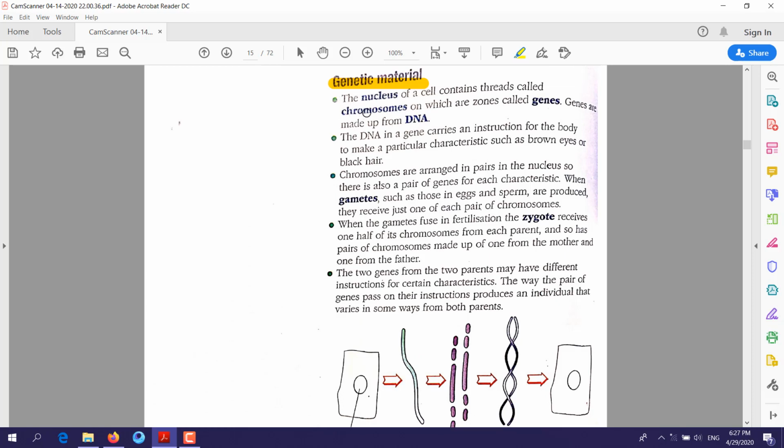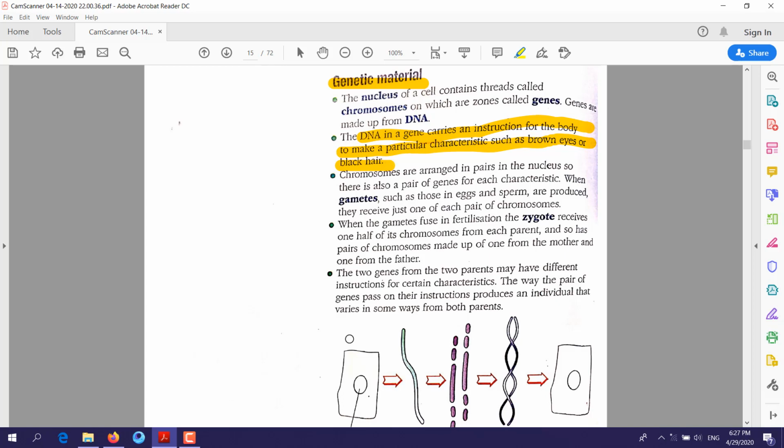A chromosome is a thread-like structure that carries the genetic information. This chromosome is made up of thousands of genes. Then, these genes are what? Are made up of long strands of DNA. The DNA carries the instructions for the body to make a particular feature. Okay, so DNA is responsible for showing a specific feature. It could be, for example, eye color, specific hair colors.